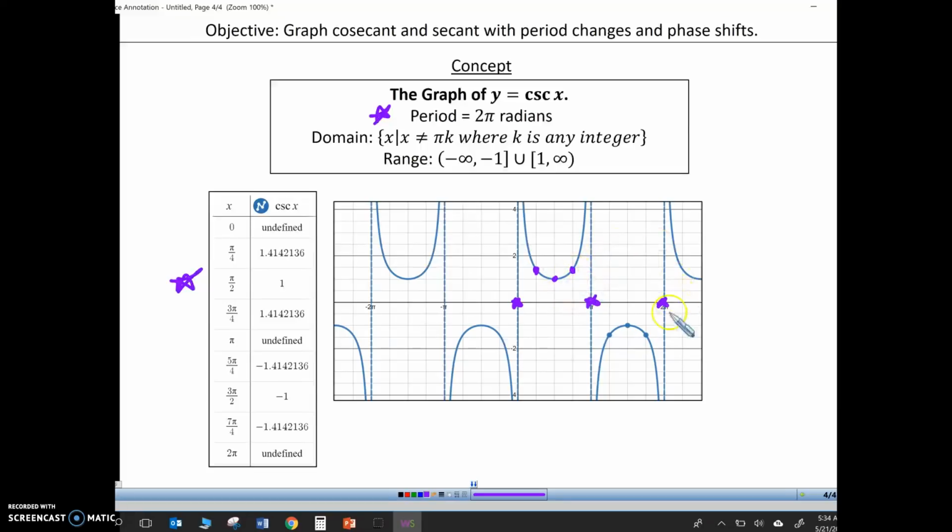If I go on to the second portion of my first period, I have the same points, but they are negative. Again, the key points that you'll want to remember are pi over 2, positive 1, and 3 pi over 2, negative 1. The positive interval comes first.